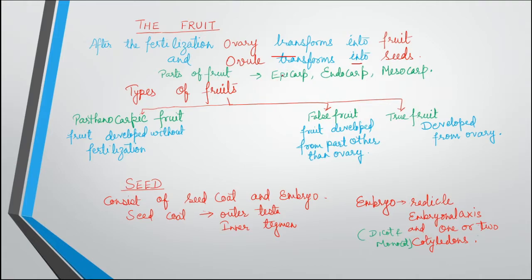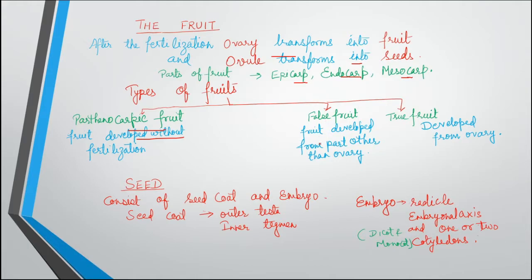Now parts of fruit. There are 3 main parts, that is epicarp, the outermost layer, then endocarp, the inner layer. It may be stony in some types of fruits. Now mesocarp, in between these two, is known as mesocarp. Now types of fruits. Parthenocarpic fruit, when the fruit develops without the fertilization process, then it is known as parthenocarpic fruit. The main feature of this fruit is that it is seedless.